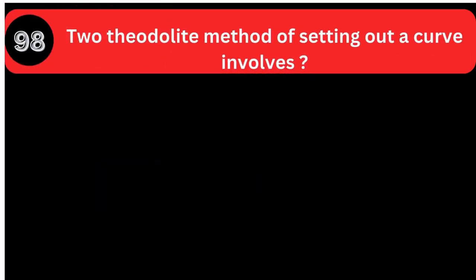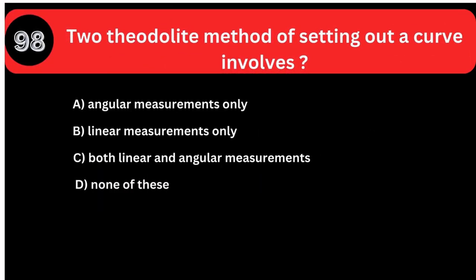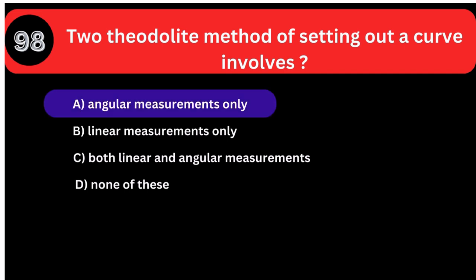Two theodolite method of setting out a curve involves. Options: A. Angular measurements only. B. Linear measurements only. C. Both linear and angular measurements. D. None of these. Answer: A. Angular measurements only.